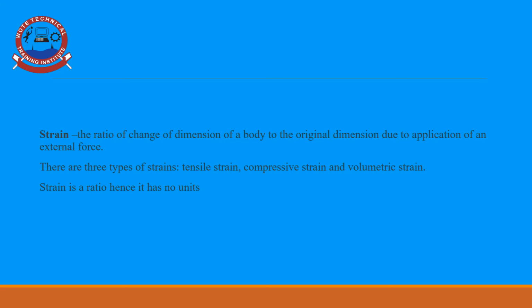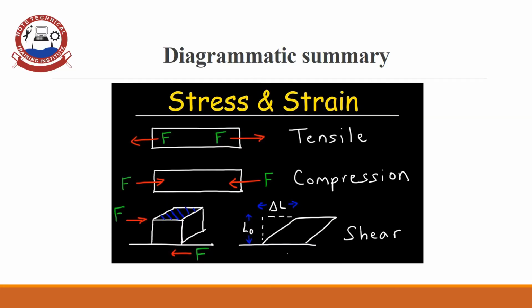Then there are three types of strains: tensile strain, which is caused by tensile stresses; compressive strain, caused by compressive stresses; and volumetric strain, which is strain as a result of change of volume in a body. And because strain is a ratio, it has no units. You just give it a number. We can look at this diagrammatic summary, summarizing stress and strain.